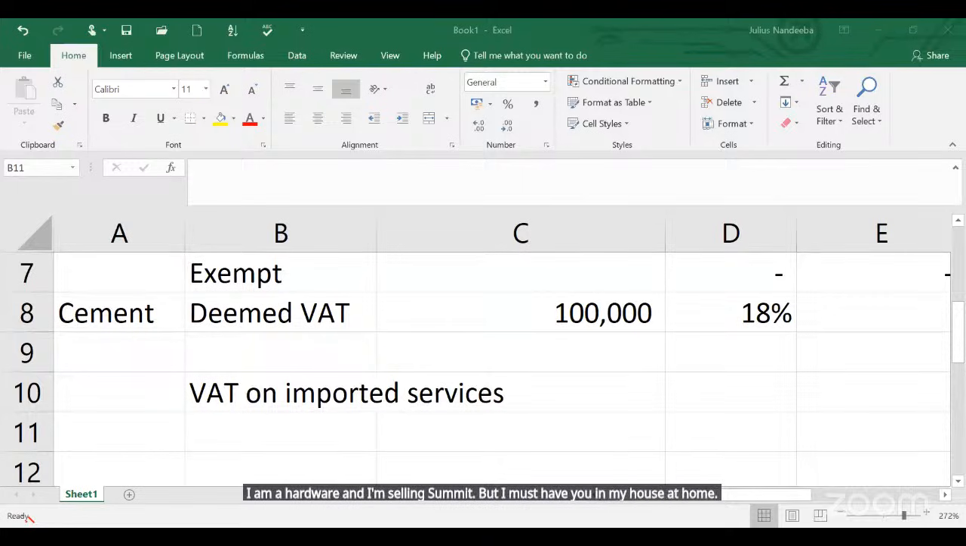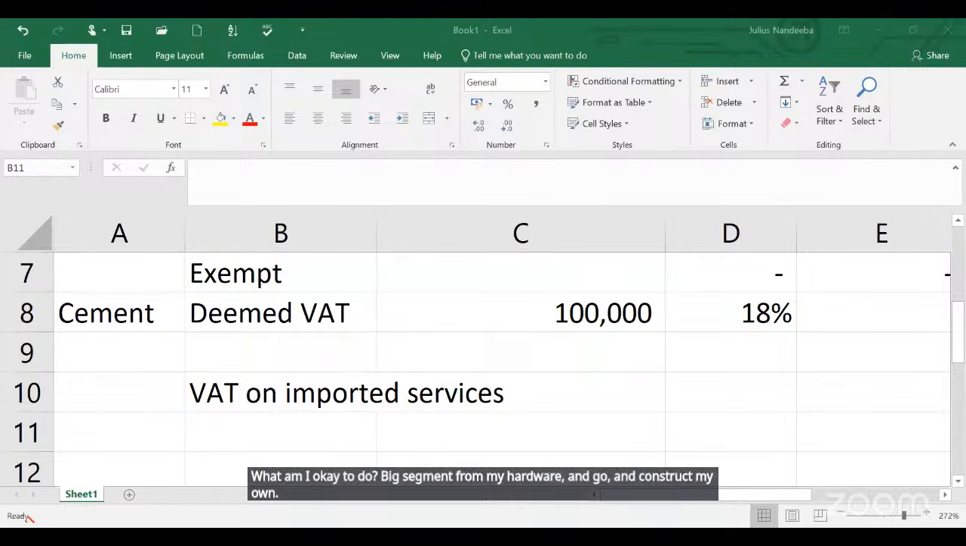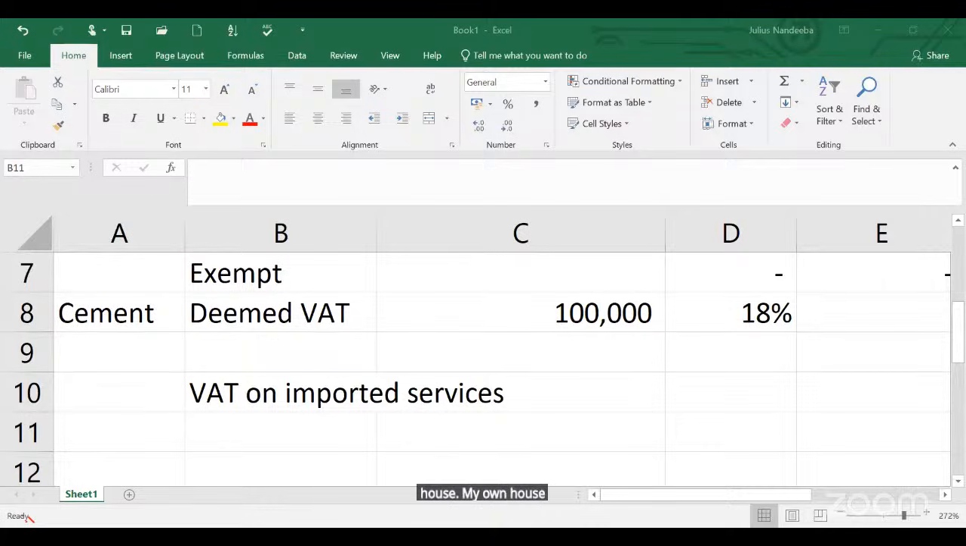Do you think I am going to go to another hardware and buy cement? What am I likely to do? Pick cement from my hardware and go and construct my own house. My own house is not part of the business, but I have picked cement to use on my own house. We call that goods for own use.